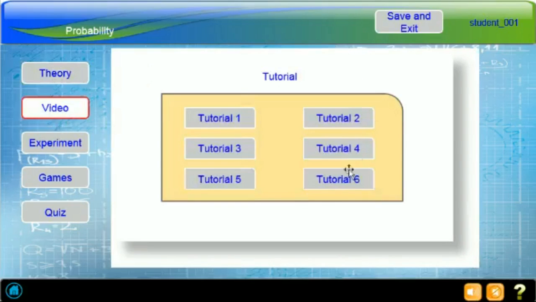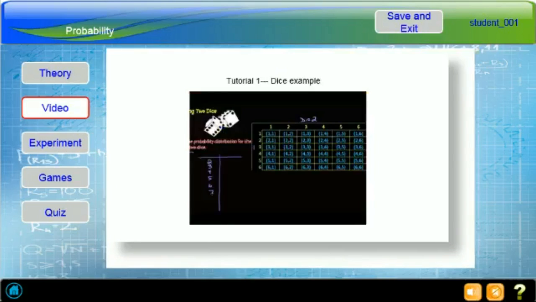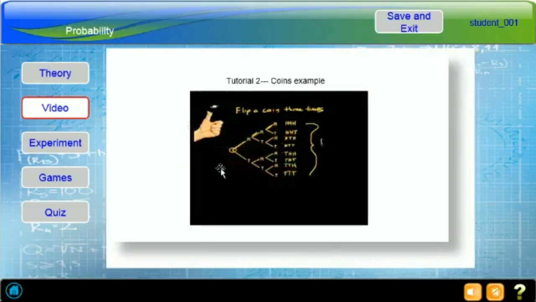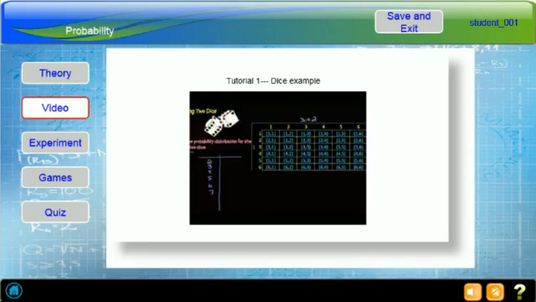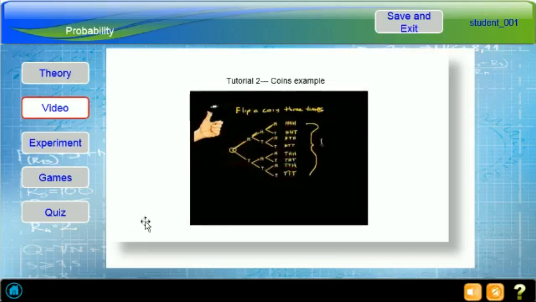Then if you hit video, you have multiple videos that you can pick. We've only set up 2, and they are here, 20 and 21. So tutorial 1 is a dice example, and tutorial 2 is a coin example. Since we're on the probability section, they're all based on probability, both the videos. This one here is more based on outcomes, how many outcomes can you get, and the other one is similar, showing the probability of flipping a coin.